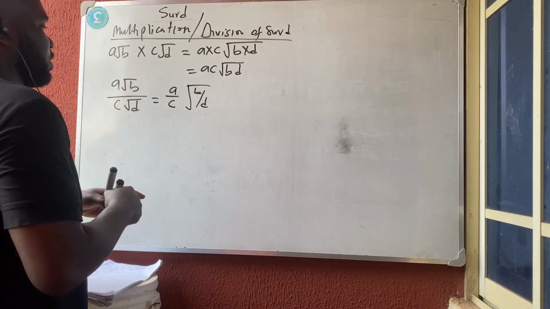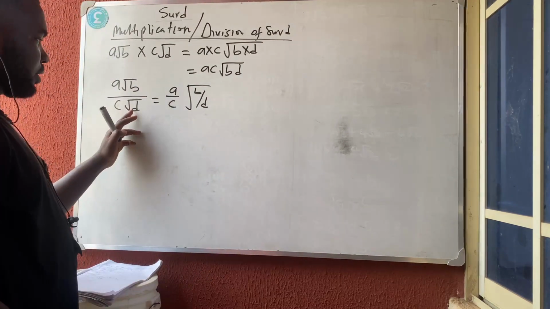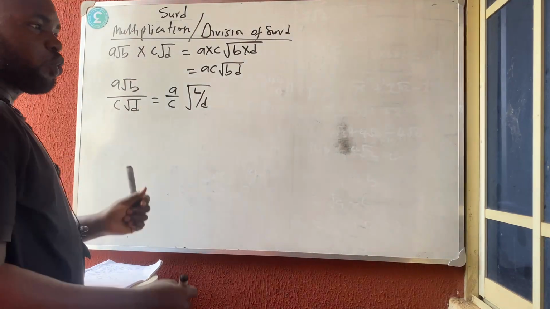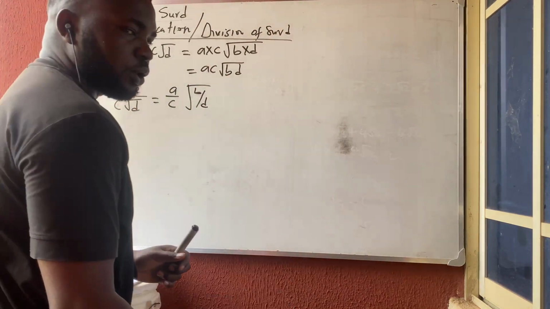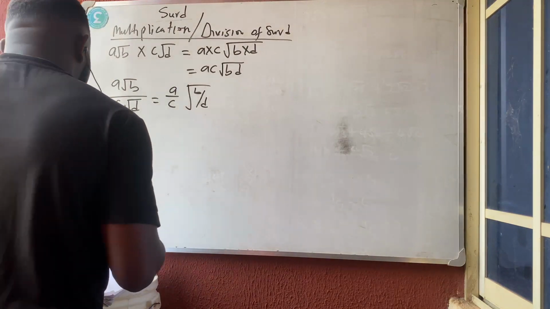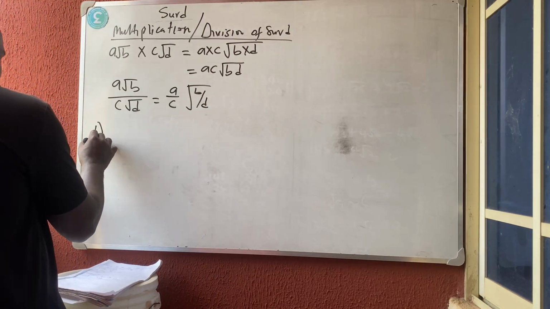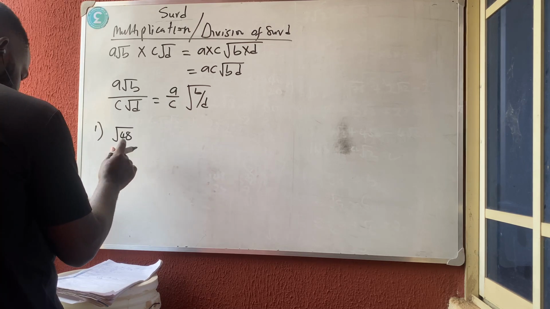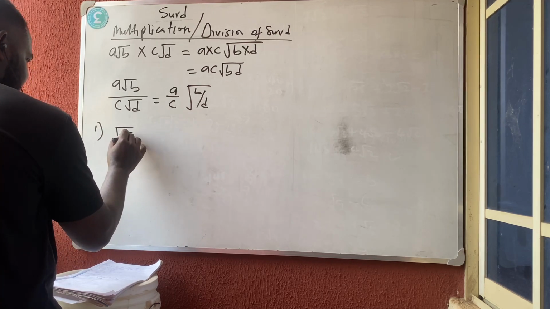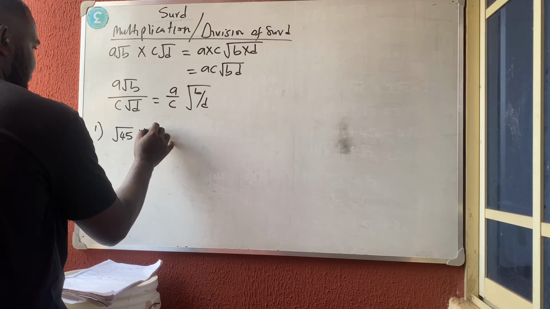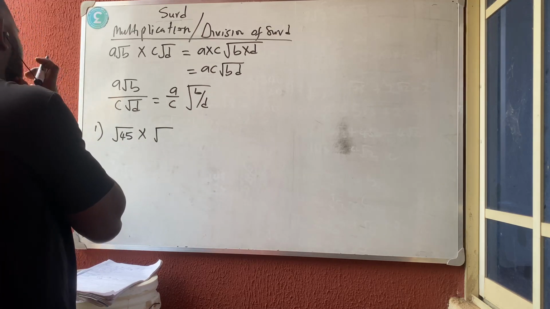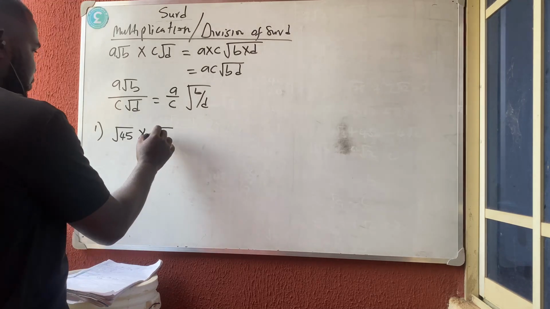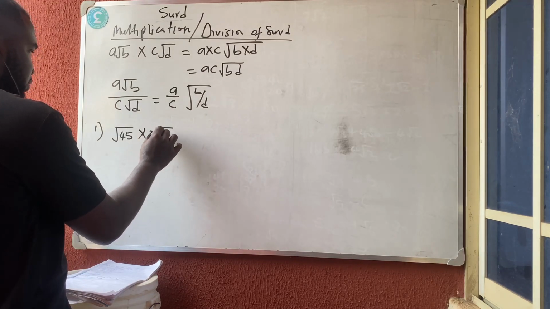Now, but in a situation whereby the one at the denominator cannot divide the one at the numerator, we do what is called rationalization of surds. We are getting to that. So let me give you an example to this. The first example we are going to solve is root 45 times 3 root 12, sorry.